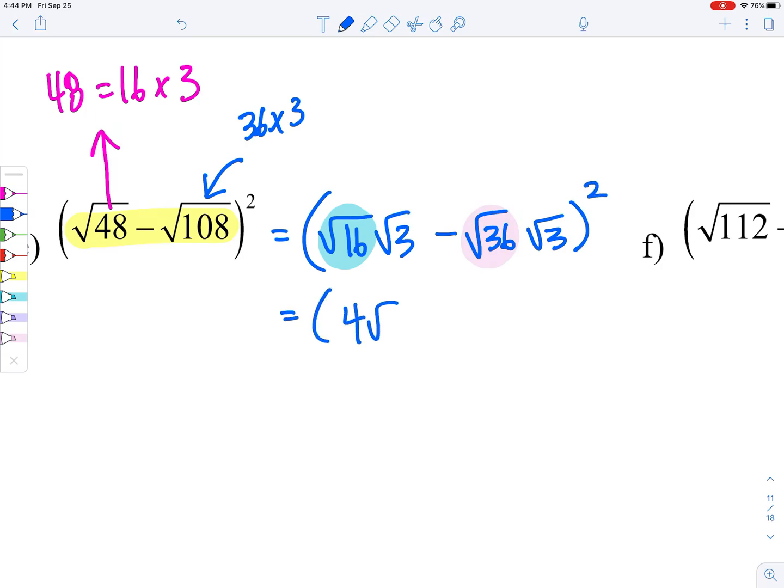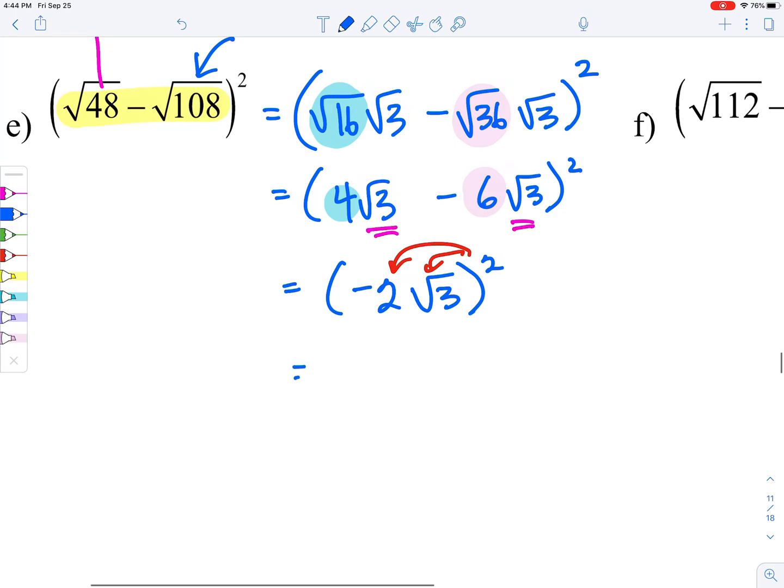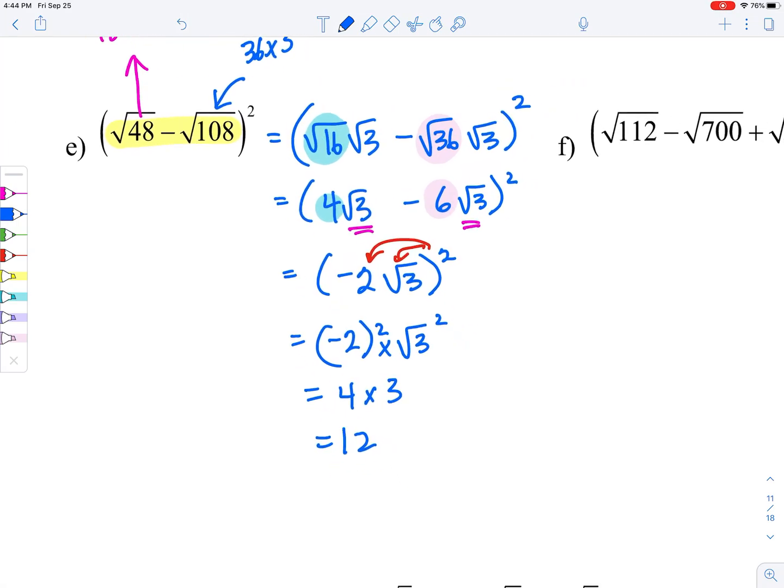So I have 4 root 3s minus 6 root 3s. And because the radicands match, I can collect like radicals. So 4 root 3s take away 6 root 3s leaves me with minus 2 root 3. That's all squared. Distribute the exponent, and we get minus 2 squared, which is 4, times root 3 squared, which is 3, for a final answer of 12.